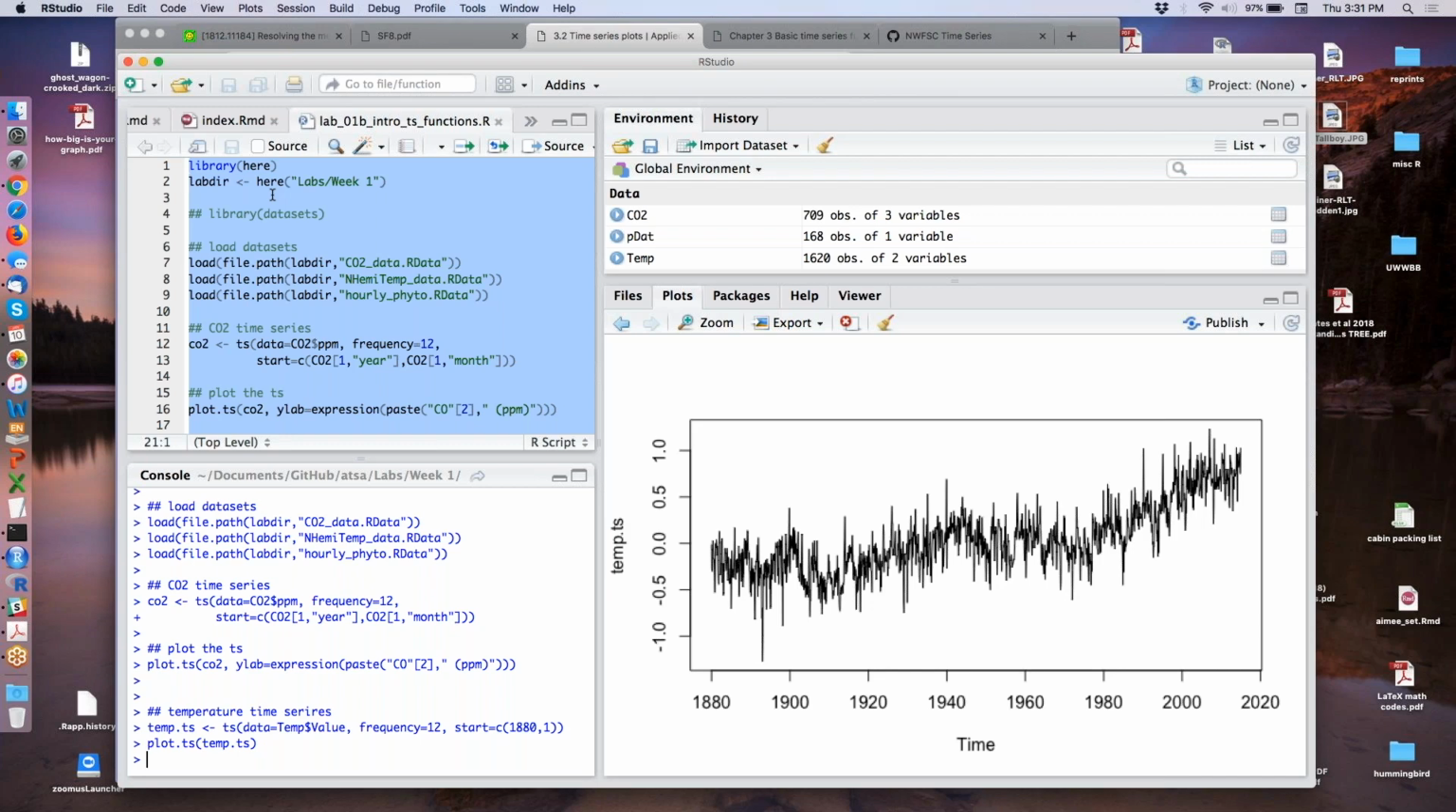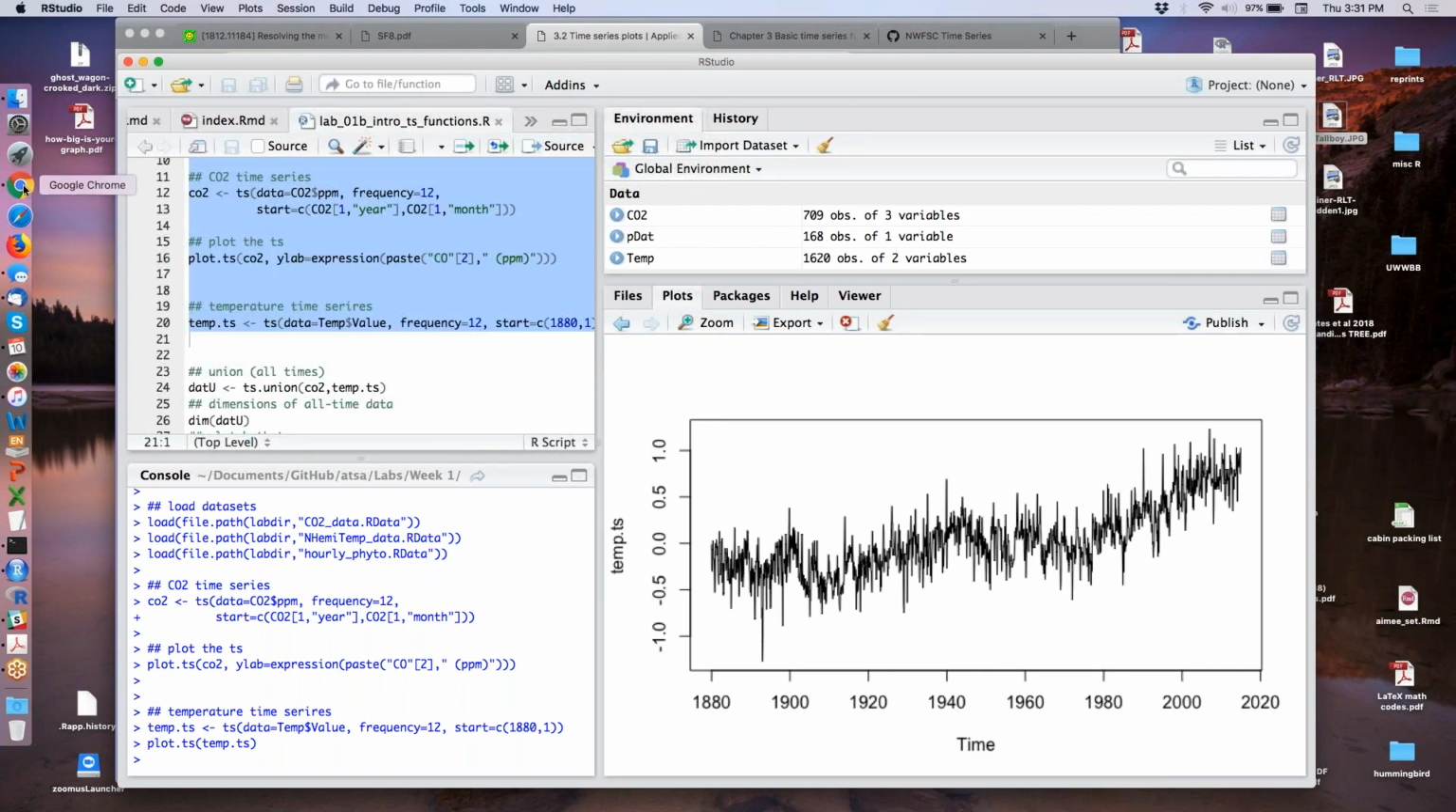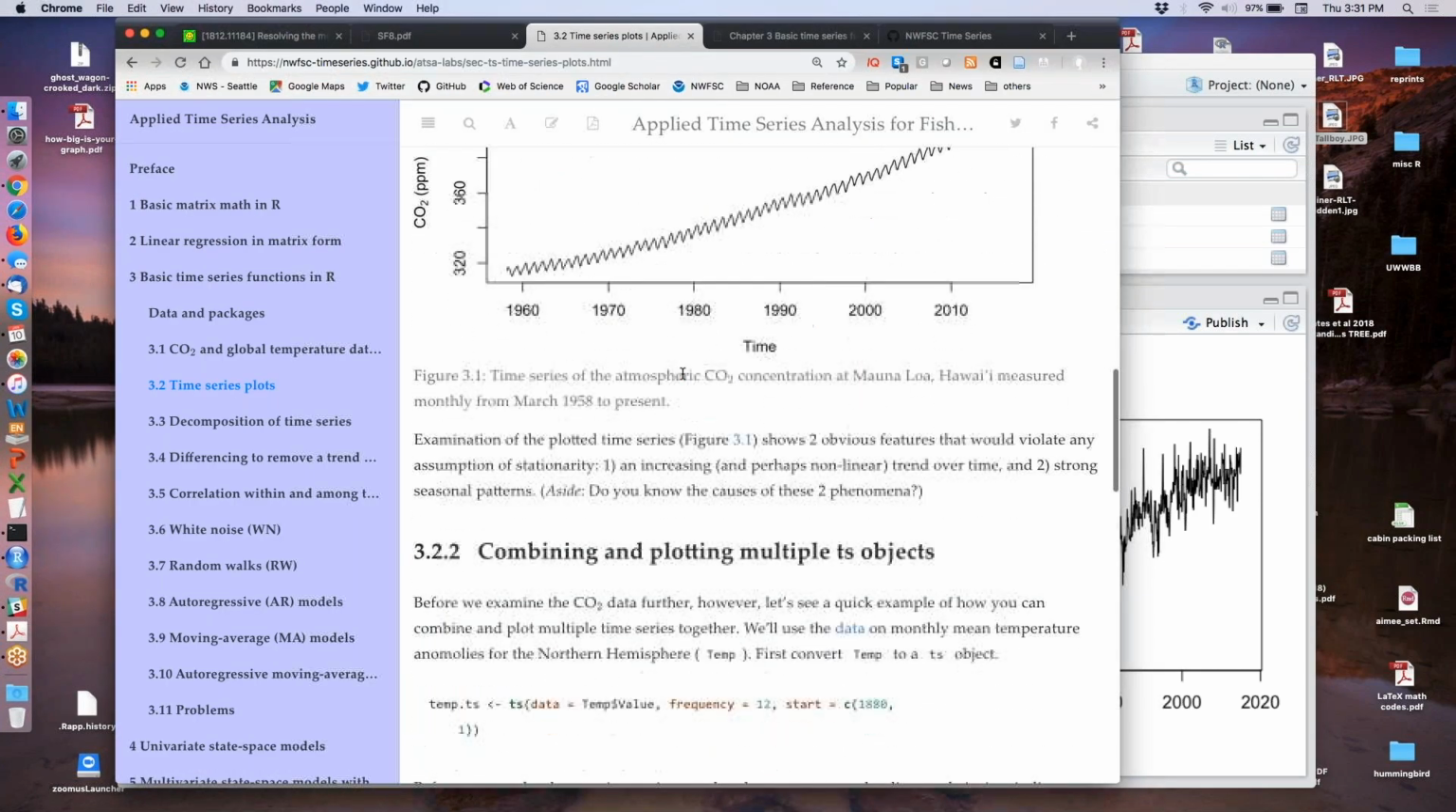Okay, so this is a time series of temperature anomalies from the Northern Hemisphere from the late 1800s to the present. It happens to be getting warmer, but I understand this is not human caused. That's at least what my administration says. Okay, so back to here then. So there was our temperature time series.